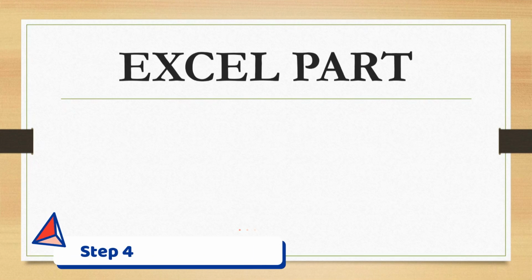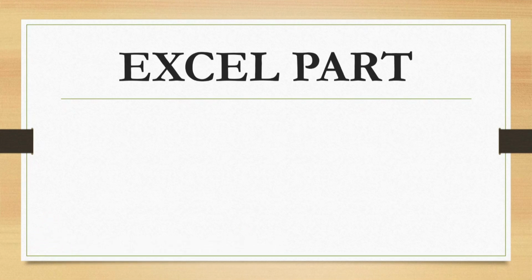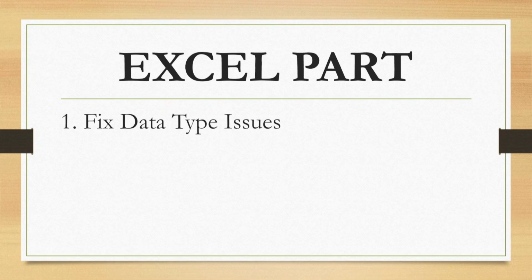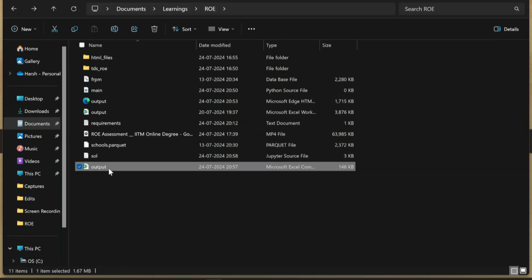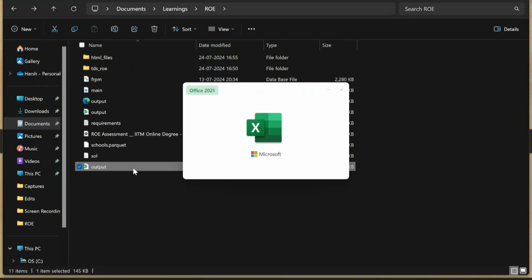Now comes the Excel part, and here it's very essential that you know a few things. Earlier we saw that there were null values, right? So the first thing is we need to fix the data type issue. What I mean by this is this. I have this output comma separated file. Let me open it.